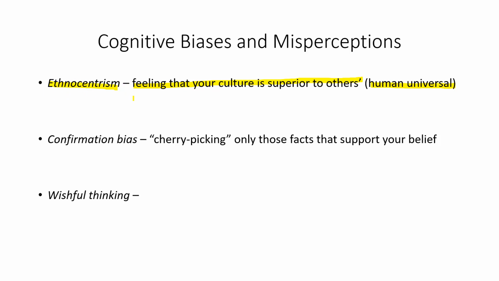So that, even though that is a human universal, could potentially lead to some more dysfunctional aspects. Whereas if nationalism and patriotism got a little bit too strong, then that could result in xenophobia or militarism, things like that. Confirmation bias is another thing that humans have a tendency to do.